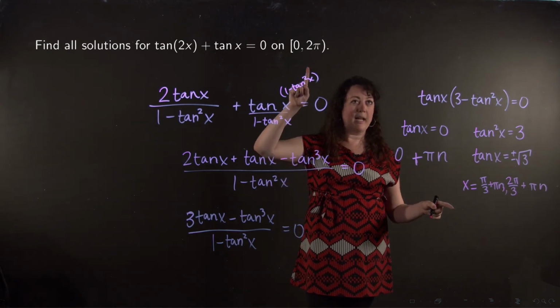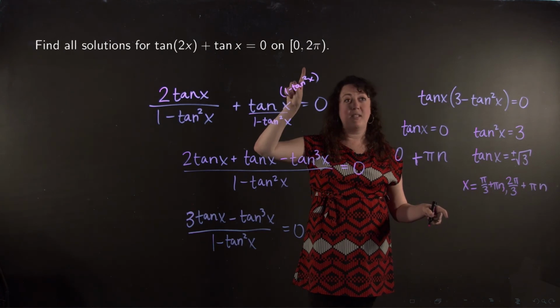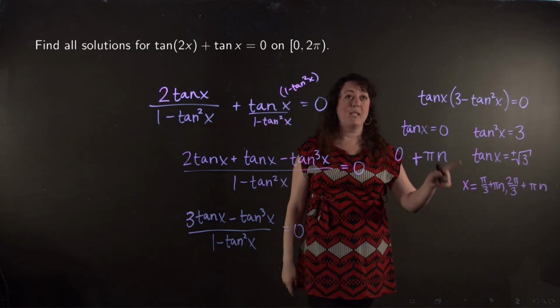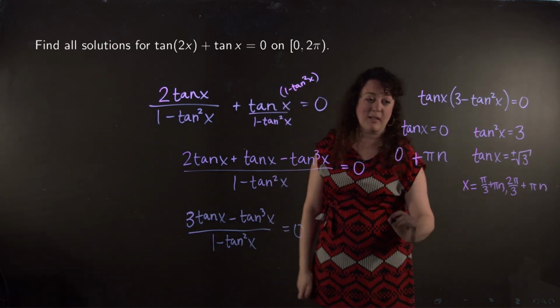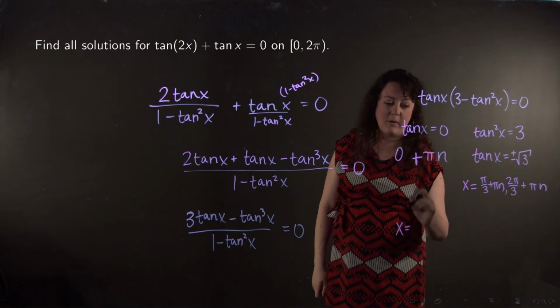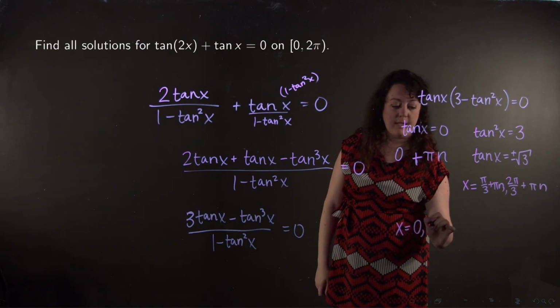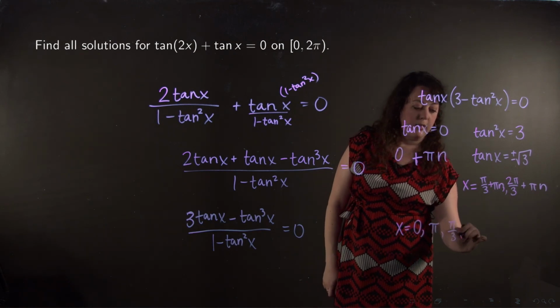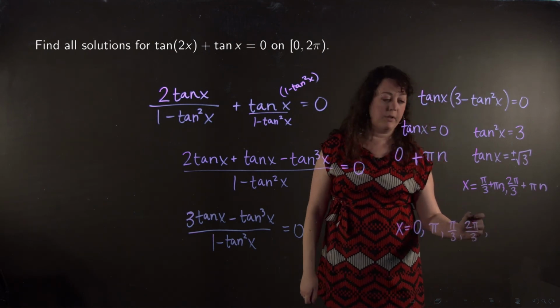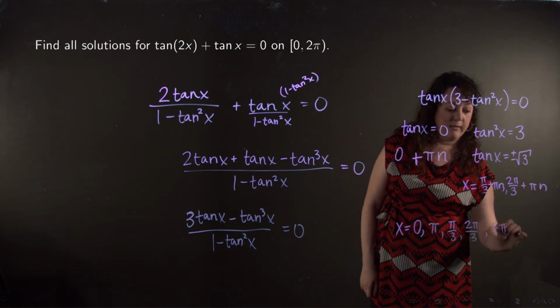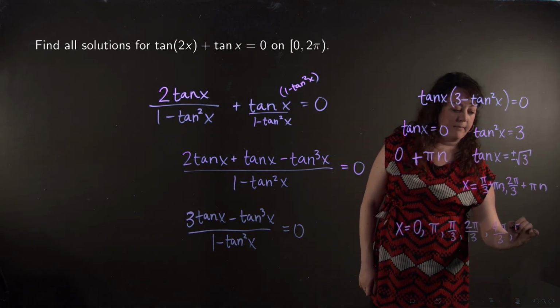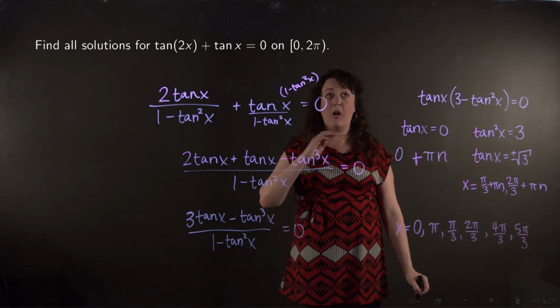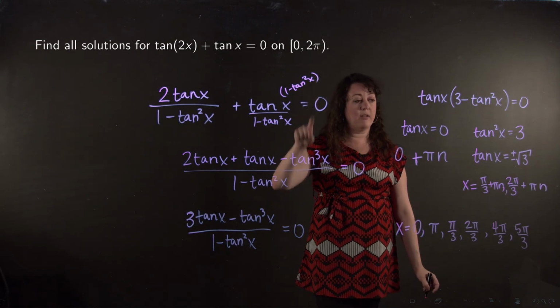I did more work than I had to. All they asked for was on 0 to 2 pi. Which means I don't need to do all this repetition stuff. I'm just going to list them all out. So what do I have? I have 0 and pi. I have pi over 3, 2 pi over 3, 3 pi over 3. Wait, no, we already got that. 4 pi over 3, 5 pi over 3.